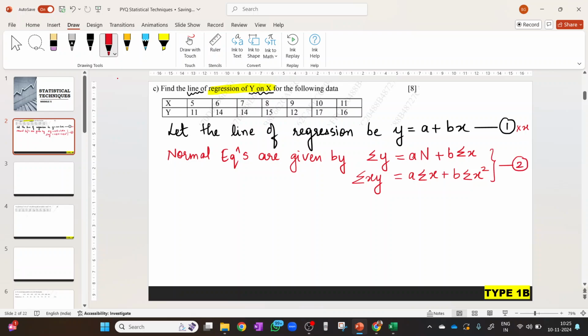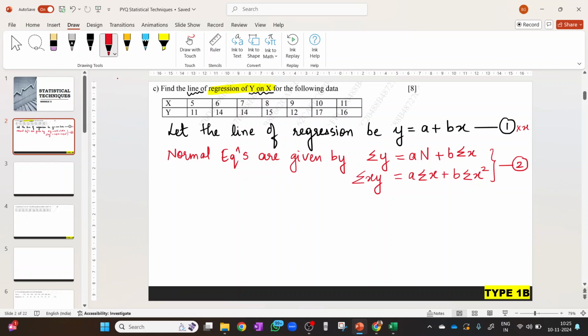I hope things are clear till here. First step, assume the line if the line equation is not given. If it's given, you will have to continue with the equation given to you. In this case, the line equation was not given to us and it is y on x. So you will start with y is equal to either ax plus b or a plus bx. In this case, we have taken a plus bx. Nothing wrong if you take ax plus b.